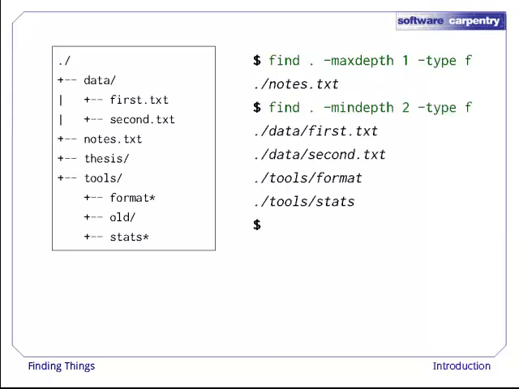The opposite of -maxdepth is -mindepth, which tells find to only report things that are at or below a certain depth. -mindepth 2 therefore finds all the files that are 2 or more levels below us. And here's another option, -empty. This restricts matching to empty files and directories, of which we have 2.